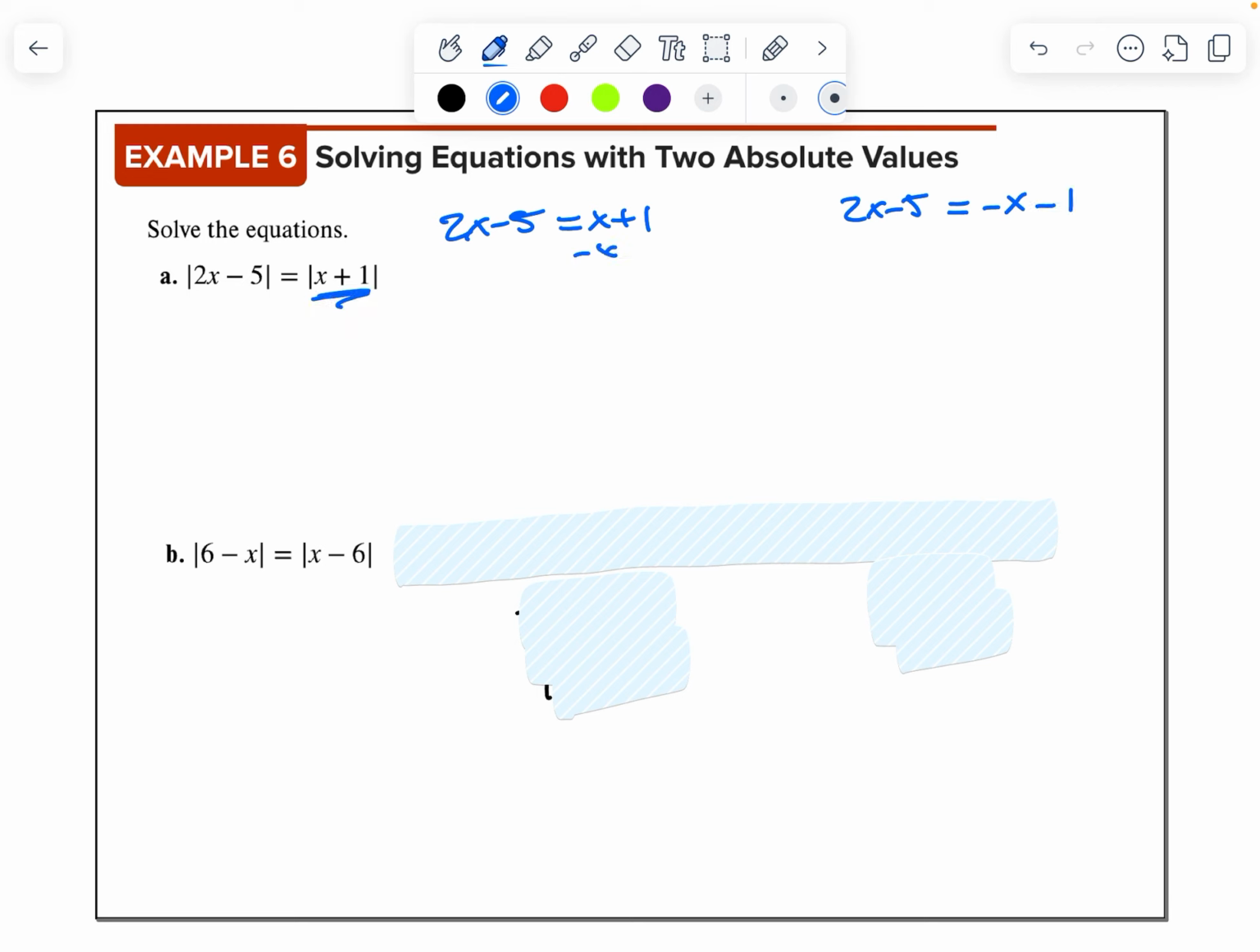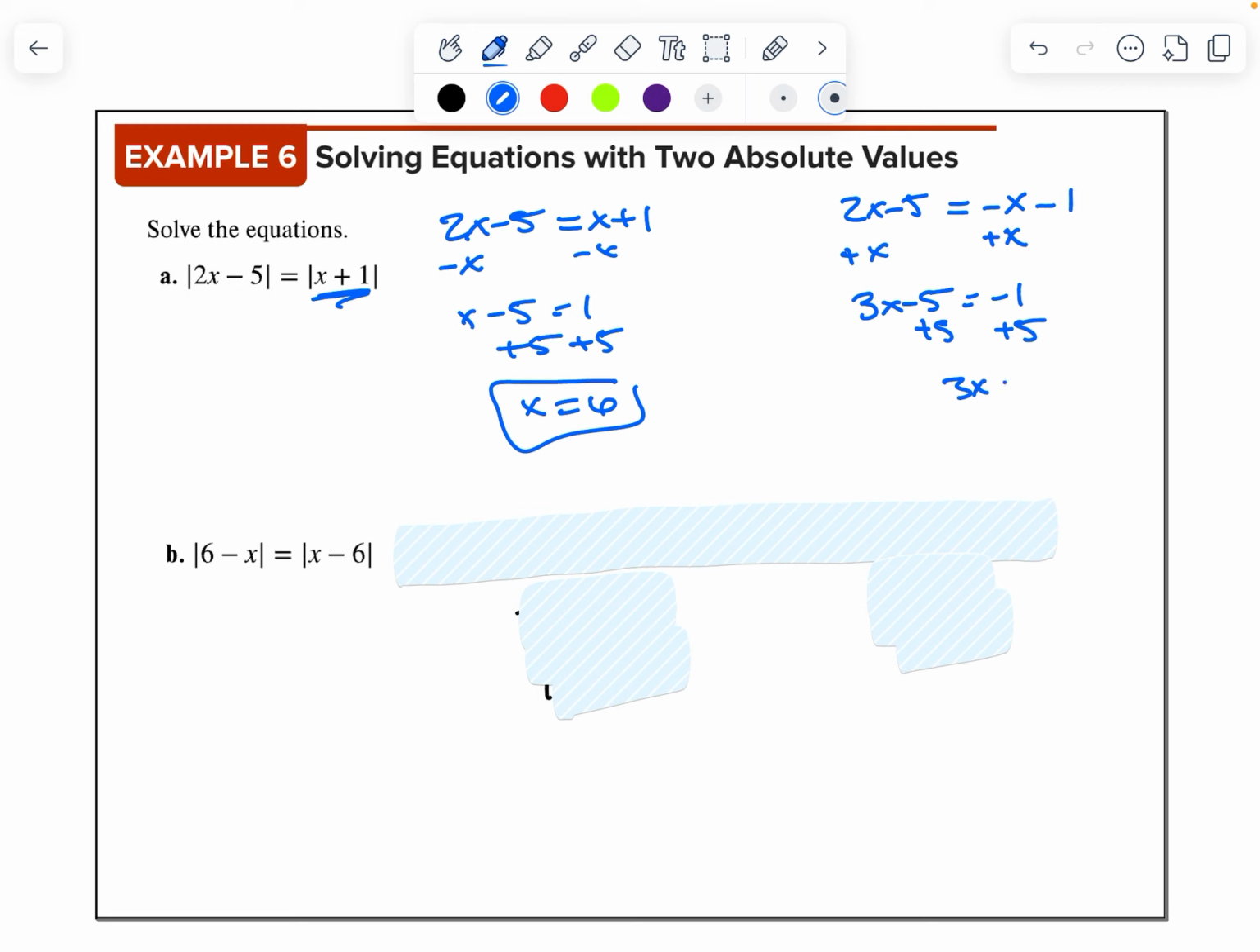So then to solve, I can subtract x. x minus 5 equals 1. Add the 5. x equals 6. That's one solution. Here, add the x. 3x minus 5 equals negative 1. Add the 5. 3x equals 4. Divide by 3. x equals 4 over 3. And that's my second solution.